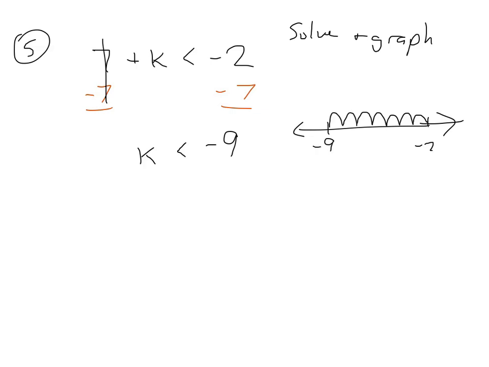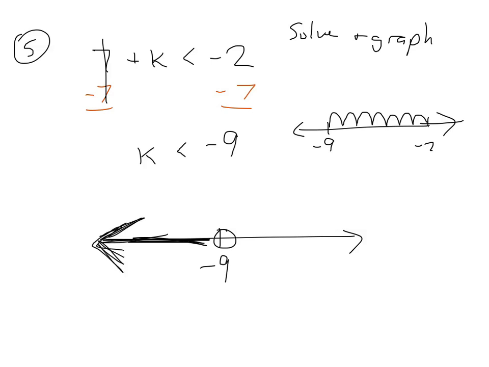Now, this is not the graphed inequality. This is what the graphed inequality should look like. There's your little number. It's at negative 9. You're going to circle it, and you're going to shade to the left because K stands for all numbers that are less than negative 9. And if you notice, all numbers that are less than negative 9, K is less than negative 9, are down here. So you get negative 10, negative 12, negative 5,422, so on and so forth.